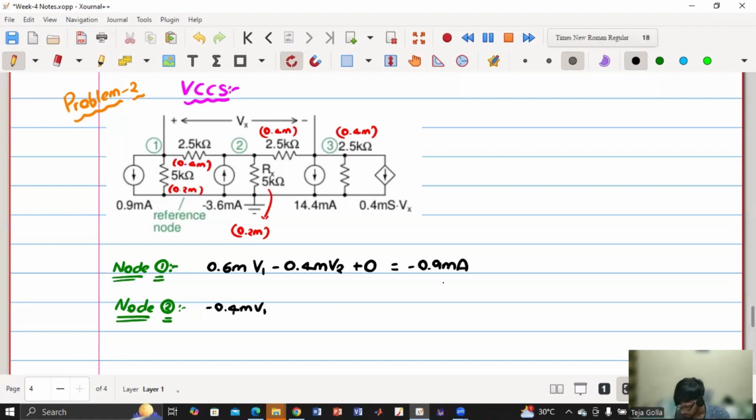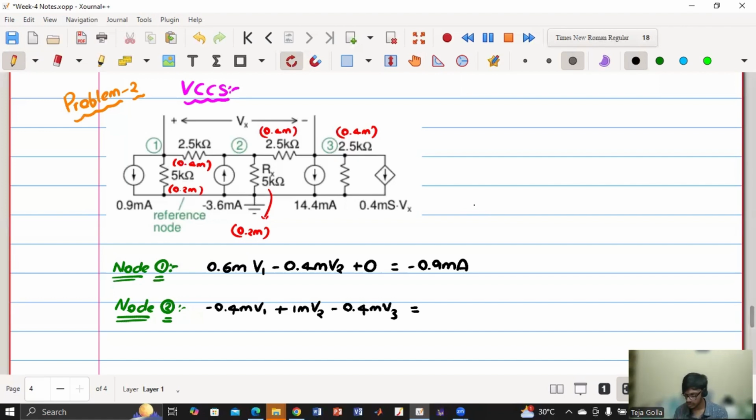Anyone? 0.8 plus 0.2, right? 0.4 plus 0.4 plus 0.2. Yes. Nice. So it is how much? 1, sir. Yes. So plus 1 milli into V2. Then A23 is the negative of the conductance between node 2 and node 3. So what will be the value? Minus 0.4, because there is a minus sign. So minus 0.4 milli into V3 equals the current entering node 2.